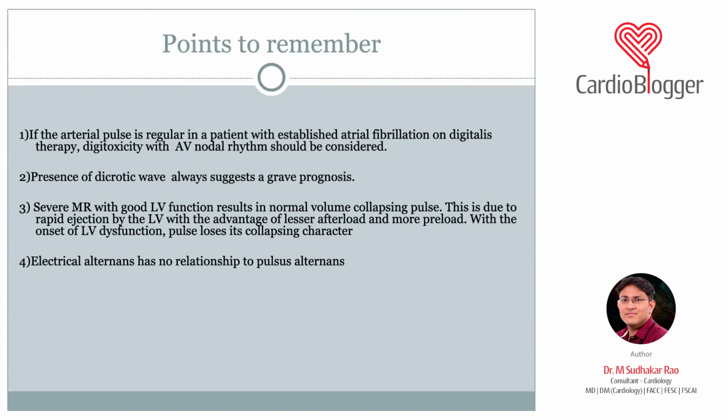Also, the presence of a dicrotic wave suggests a bad prognosis. Why? Because either you have a hypotensive patient or a septic shock patient. So a dicrotic pulse is always a grave prognosis. Severe MR with good LV results in a normal volume pulse. That is a mini collapsing pulse. And electrical alternans has no relationship with pulsus alternans.